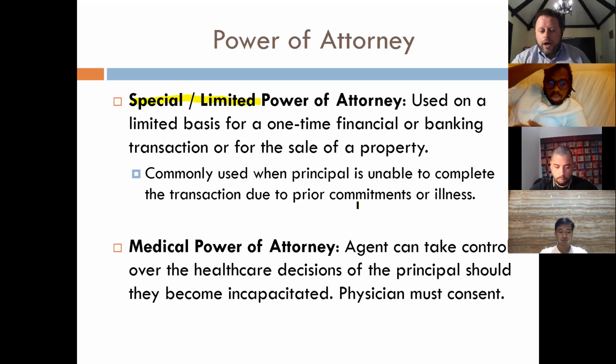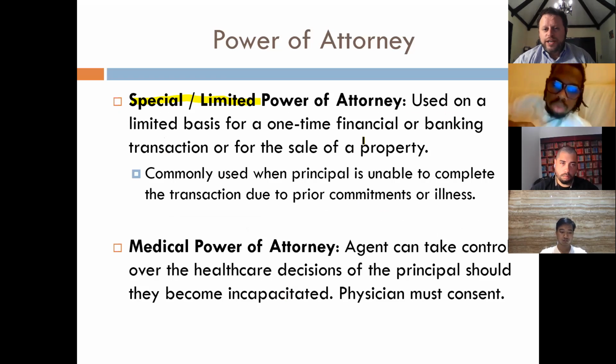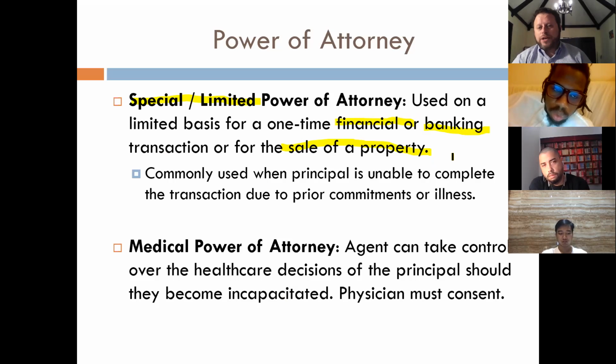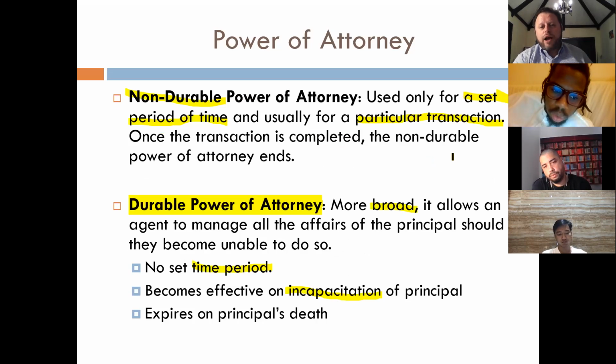Now, it could also be special or limited. Special or limited is a kind of non-durable. It's narrow, right? Very narrow. This is usually only for financial or banking, or maybe sale of a property. Now, this happens a lot if you're a lawyer, that let's say that Florian is a rich investor and you're traveling around the world and you want to buy a house in London. You might give me, I'm your lawyer, a special power of attorney to buy that home. And that's it. It's just this one transaction. You can't be there. I'm just going to do that for you. It's even more narrow. In the law, special always means narrow. So it's even more narrow than non-durable.